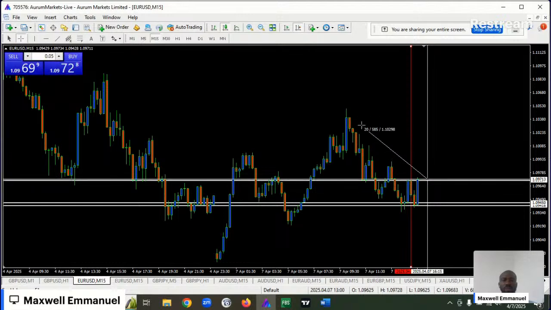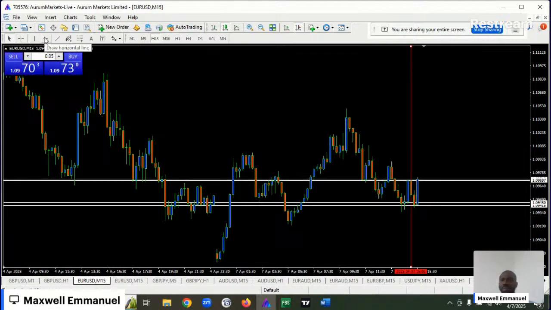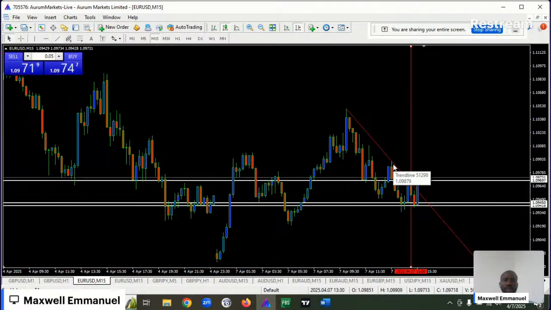It's likely going to clear all the liquidity residing at this high. This will be the first target, this will be the second target, and this will be the third target for Euro USD. Let's apply it. Expect price to clear this previous high. That's my expectation on Euro USD.